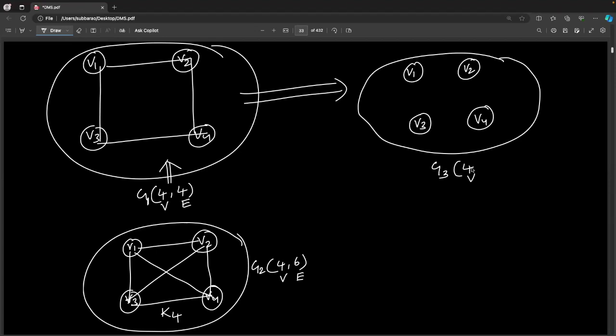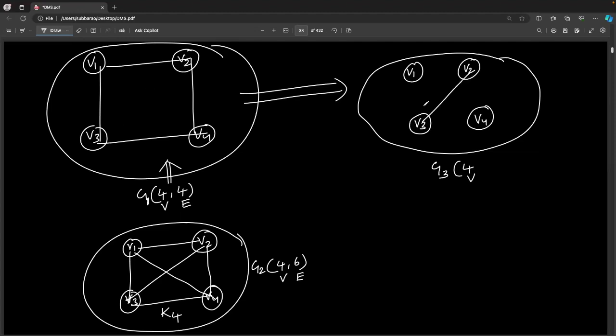In G1, is there an edge from V1 to V3? There is not. Don't write in G3 if G1 has an edge. If G1 has any edge, don't write it in G3. V1 to V2 edge is there in G1, yes, so don't write it in G3. And one more, V2 to V3 edge is not there, then write.